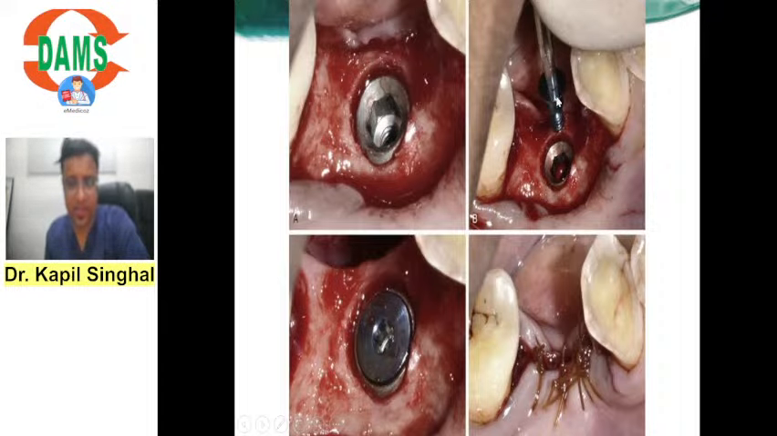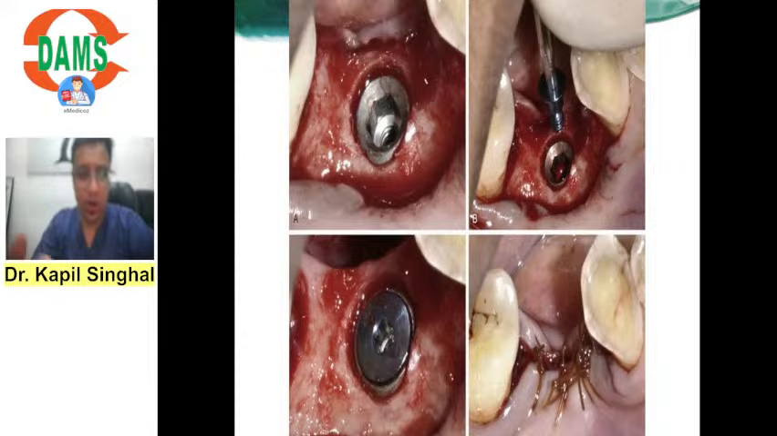Okay, so second picture, I am holding this cover screw. Now, like we use a screwdriver to screw any nail in the wall, similarly for an implant, if I want to tighten anything over my implant or loosen anything from my implant, I need a screwdriver.